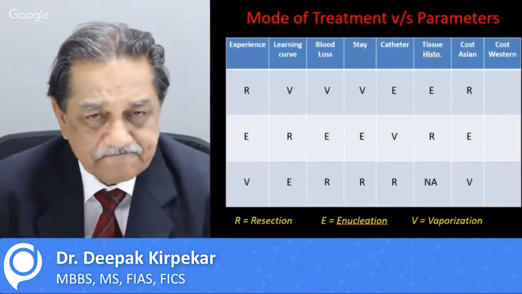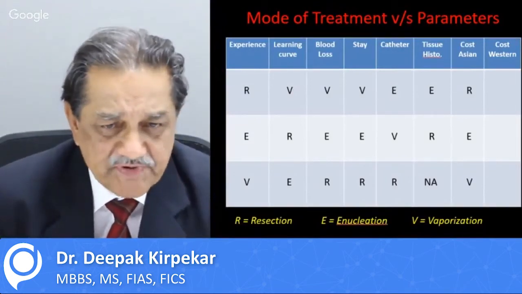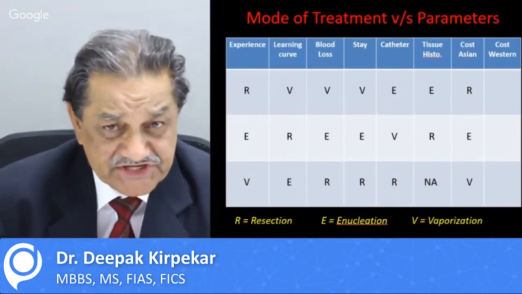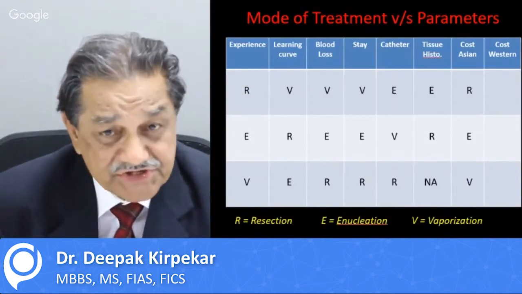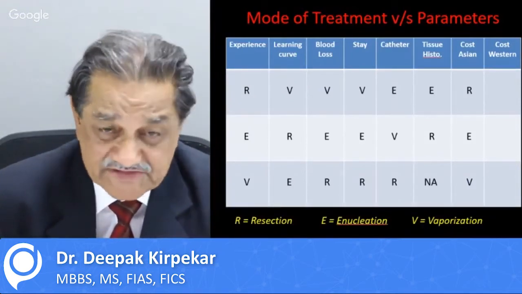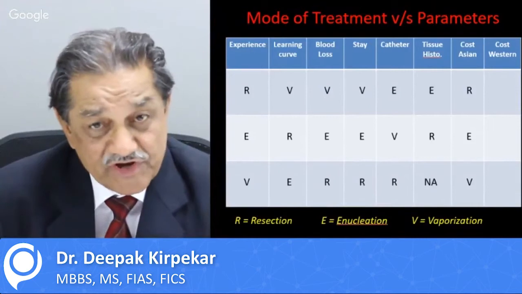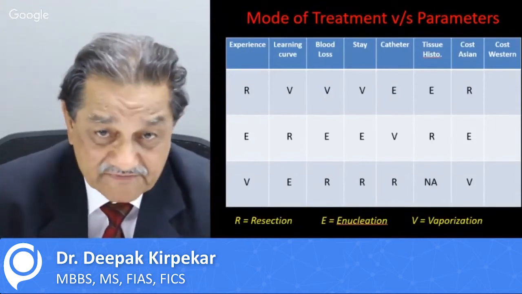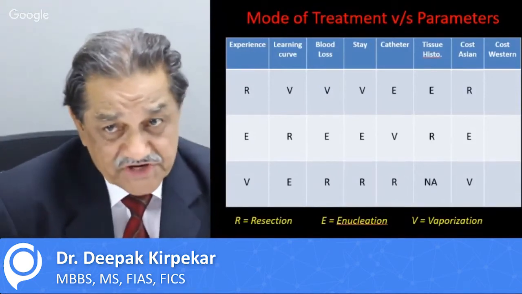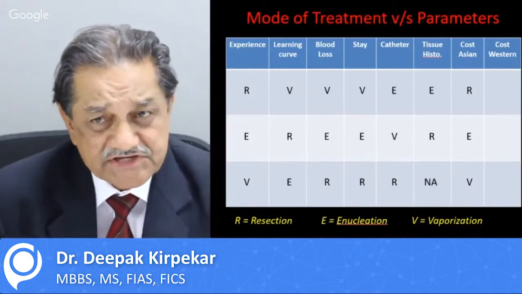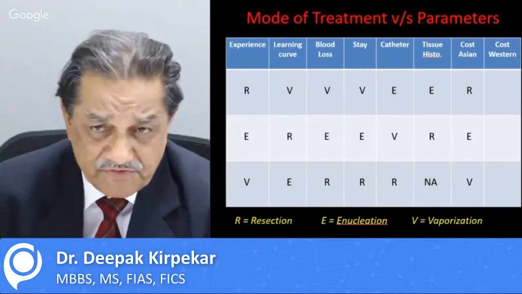If you look at this chart, resection has the highest experience, vaporization has the least experience. Vaporization has the least learning curve, it's a very simple technique, whereas enucleation has the highest learning curve. Blood loss is not much of a concern. I just looked at the cost effectiveness from the Asian point of view.